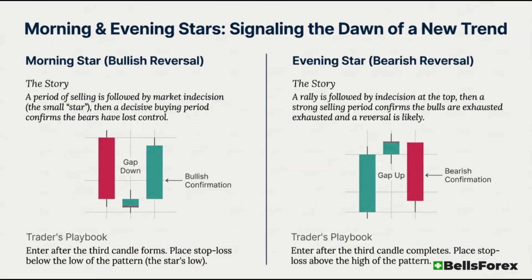So you wait for confirmation from that third candle, and you set your stop loss right below the low of the morning star or above the high of the evening star to protect your capital. And if we connect this to the bigger picture, sometimes the market doesn't pause with a little star. Sometimes it shifts with just consecutive overwhelming commitment.